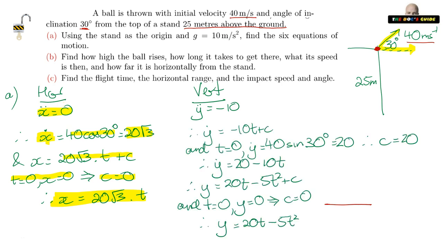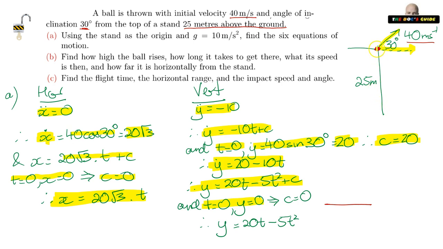On the other side, vertically, from our acceleration equation, we integrate and we'll get minus 10t plus c. When t equals 0, v is 40 sine 30, which of course is 40 times a half. That gives us that c is 20, so our velocity equation is 20 minus 10t. If we then integrate that again, then find our constant of integration, because when t equals 0, we said we would let y equal 0.